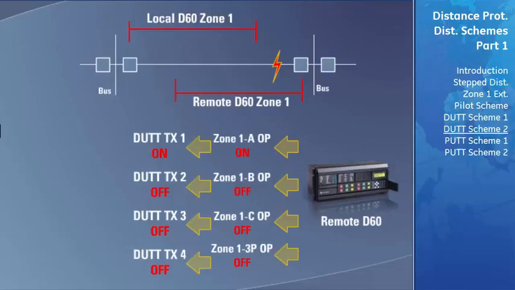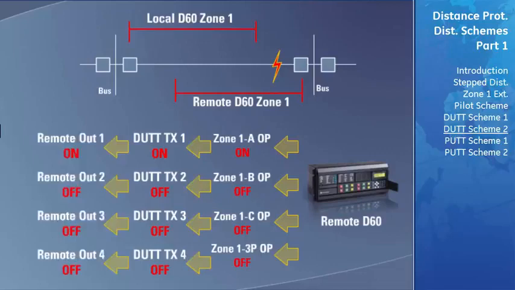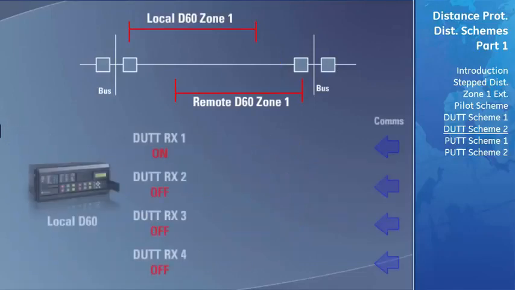Each of these DUTT transmit bits now needs to be assigned to an output of the D60 to send these transfer trip signals to the communication channel and, finally, the local relay. The local relay must also be programmed correctly to receive these transfer trip messages. The DUTT scheme also has 4 flags available that indicate a trip message has been received from the remote relay. These 4 flags, or keys, are the DUTT RX1, DUTT RX2, DUTT RX3, and DUTT RX4, with the RX standing for receive bit.